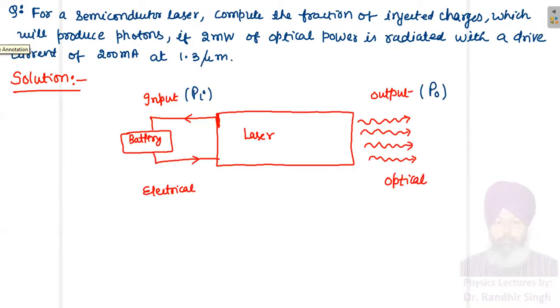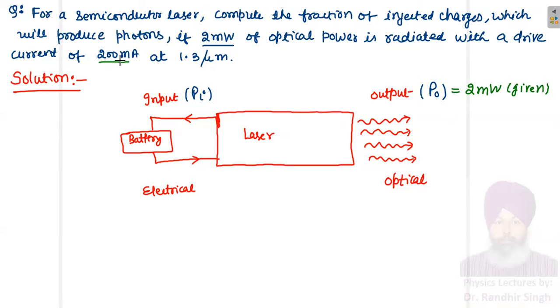Now I have drawn the diagram. You can see it is a laser. Given to us is that there is a semiconductor laser, and it is giving us 2 milliwatt of power in the output. So the output power PO is 2 milliwatt. Then next given to us is that the drive current is 200 milliampere.